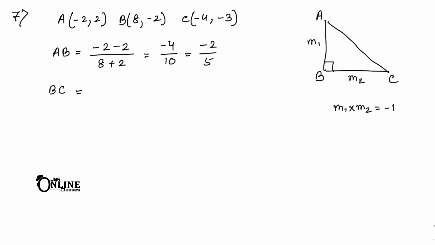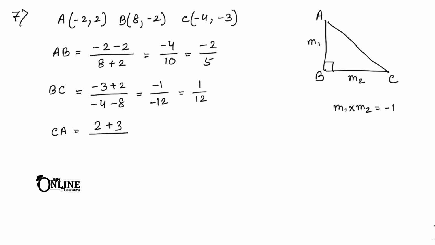Next, the slope of BC. That one equals minus 3 plus 2, and here minus 4 minus 8. So minus 1 divided by minus 12, that equals 1 by 12. And the next one here CA. So for CA, 2 is y2, and next one minus 2 plus 4. So that one equals 5 and here 2. So it will be 5 by 2.